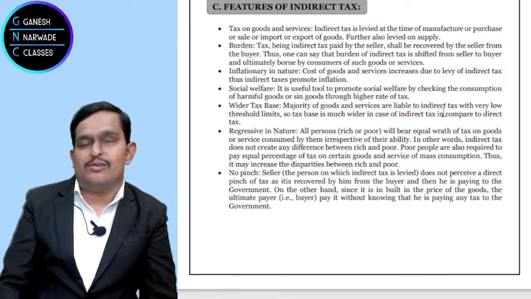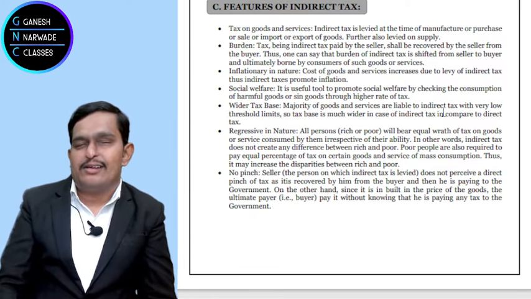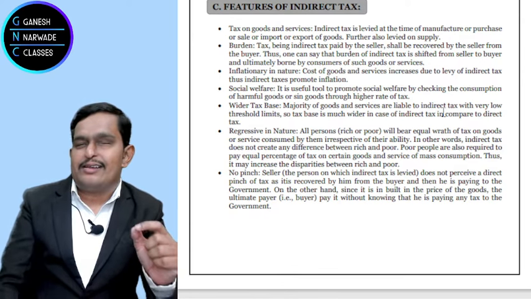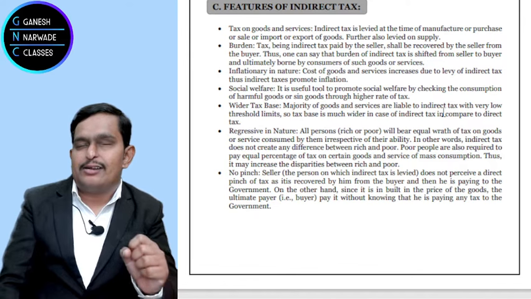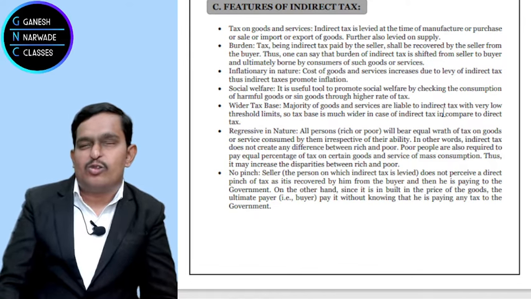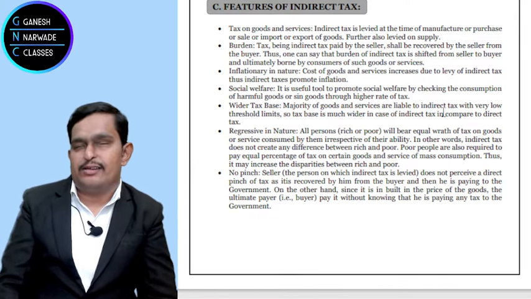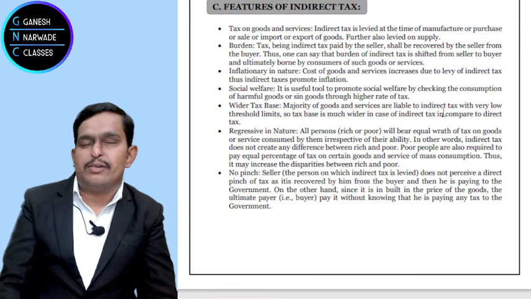Okay, very good. Second point you see, with the story again you will connect. The businessman shifted the burden to the consumer. So in indirect tax what happens? Payment to government is done by the businessman, whereas the burden is shifted to the consumer. Okay, so that's why we wrote the heading as burden. So payment is done by the businessman, burden is shifted to the consumer.